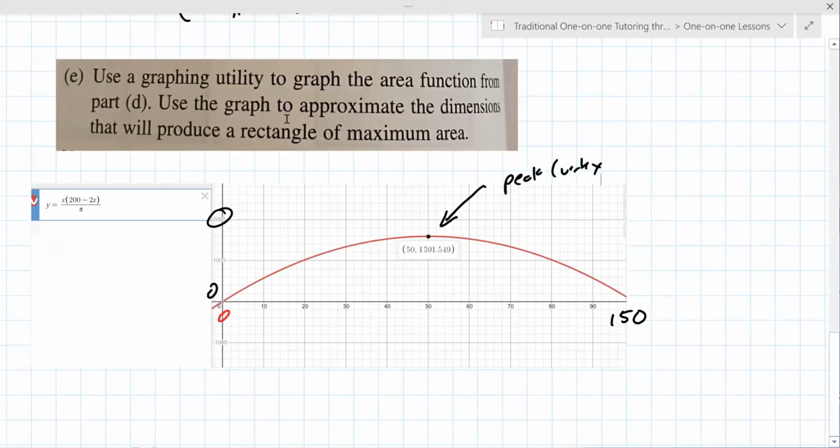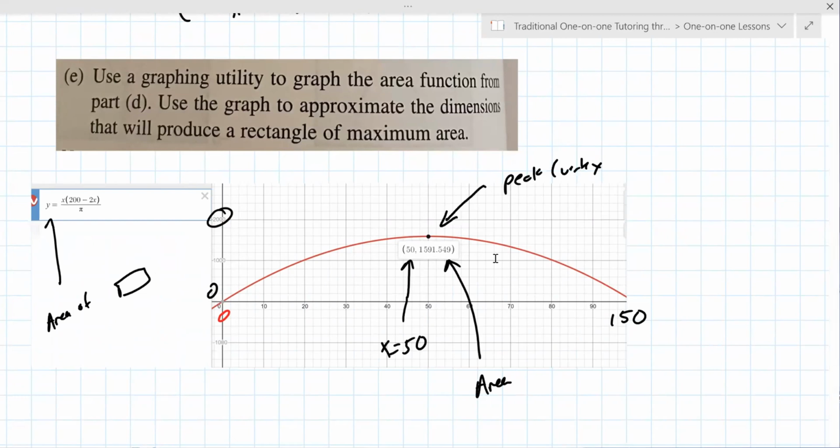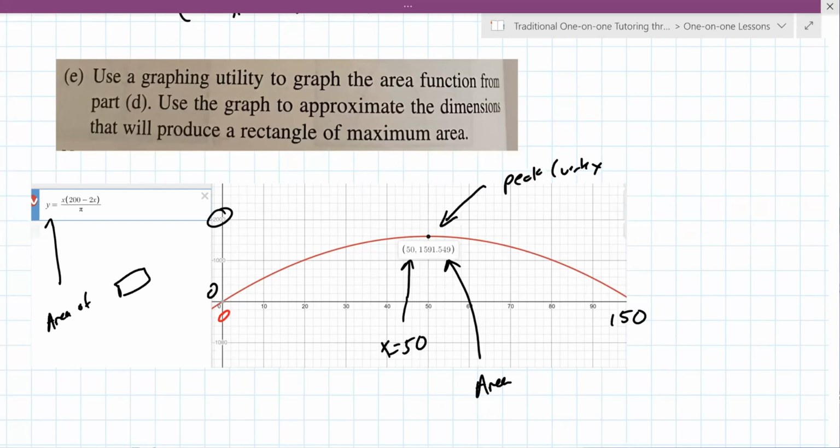Okay, so the dimensions, and this tells you that x is 50. When x is 50, y, in this case, y represents the area of the rectangle. So that y value is the area. So it gives you the result there. Any questions on that? Good. You guys are okay.